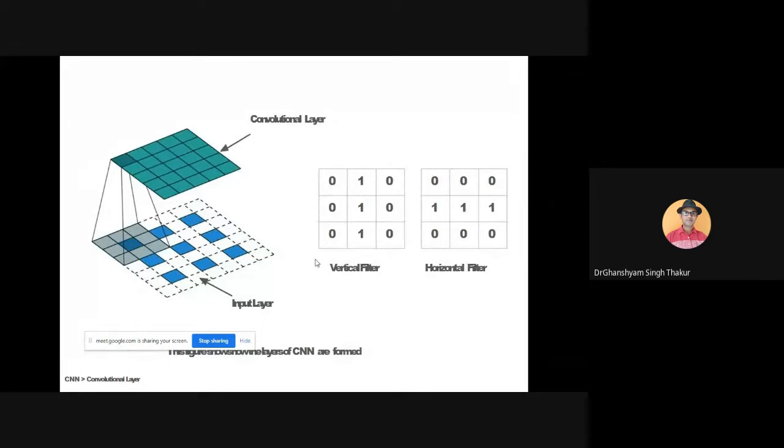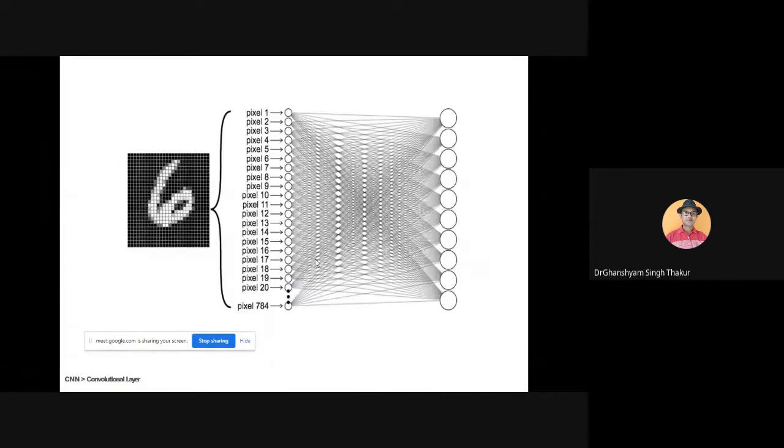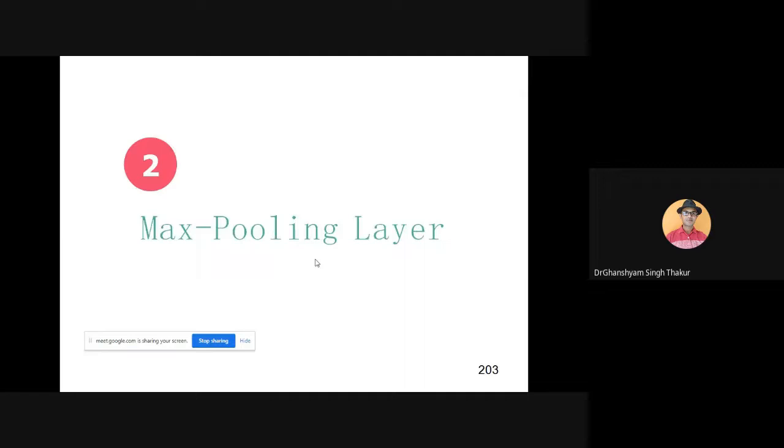You can apply different types of filters, like vertical filters and horizontal filters. In this convolutional neural network, there is an image that is a handwritten 6. This image can be represented in the form of pixels, and the convolutional neural network takes these pixels as input, uses different filters and max pooling and so on, goes to the output layer and predicts the correct prediction.